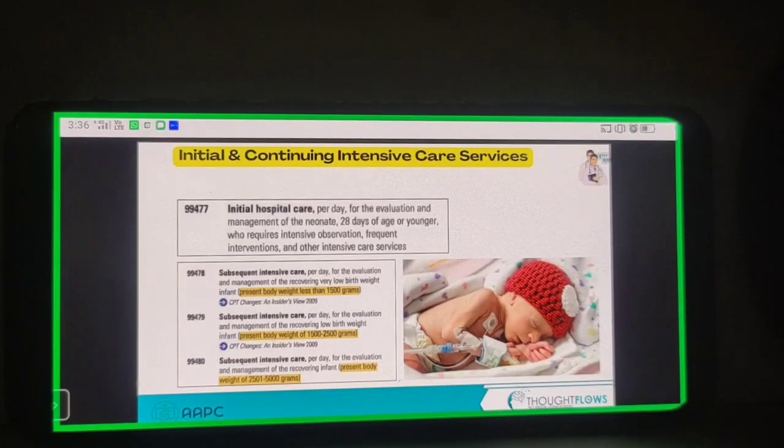If a baby has a congenital septal defect, where is the baby admitted? Critical care, because a septal defect is a very critical, life-threatening condition. That's why the baby will be admitted into the critical care unit. Did you understand this, guys? Yes, ma'am.